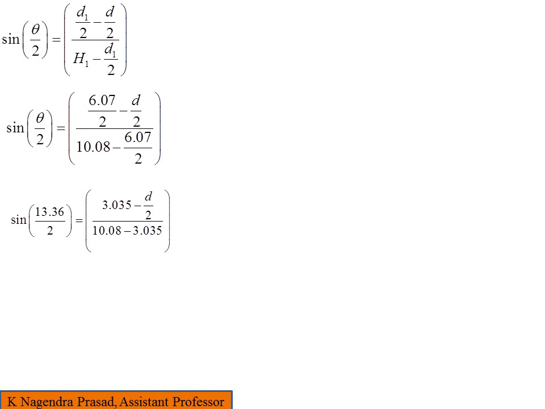We got sine of 13.36 divided by 2 equal to 3.035, that is the radius of the smaller ball, minus d by 2 divided by 10.08 minus 3.035. Then I have to solve this equation. We will get the d value as 4.43 mm. Thank you.